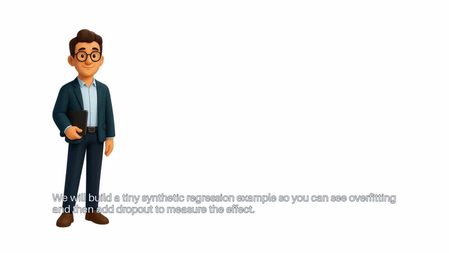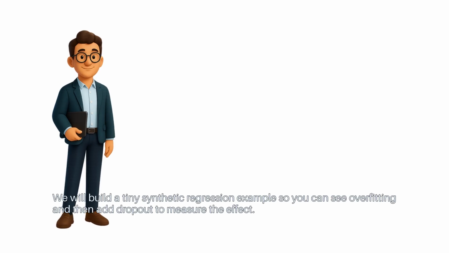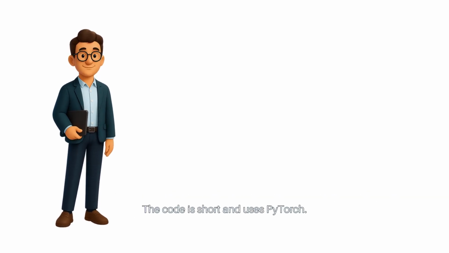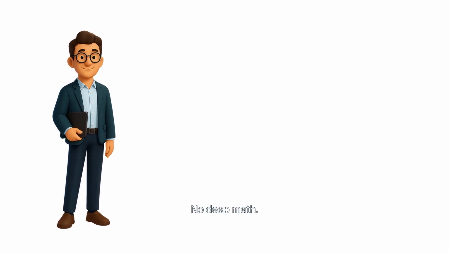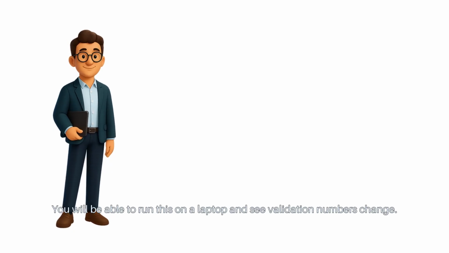We will build a tiny synthetic regression example so you can see overfitting and then add dropout to measure the effect. The code is short and uses PyTorch. No deep math. You will be able to run this on a laptop and see validation numbers change.